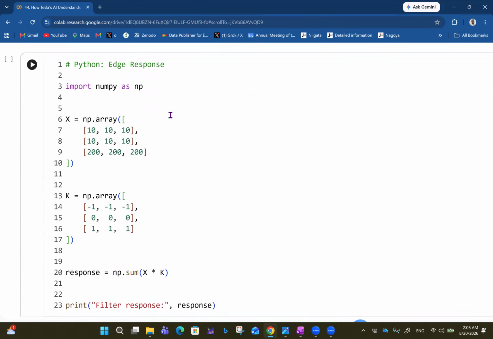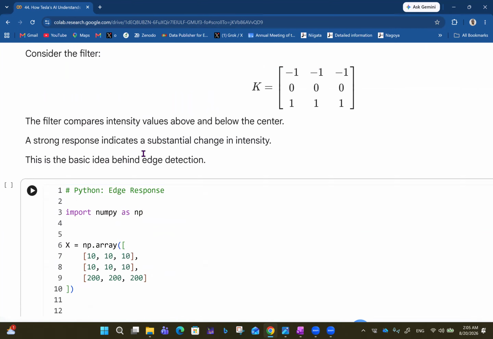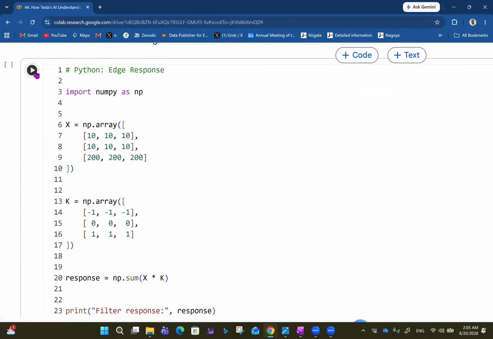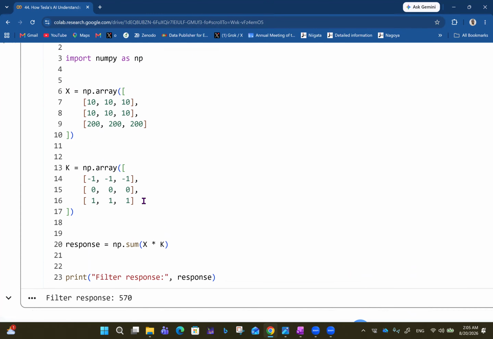Talking about the edge response now, you import numpy as np, and you have the matrix X corresponding to the input feature, that's the image patch, and then the filter. The response is the sum of X times K. If you put all of that together, you get a filter response of 570. You have 1 times 200, 1 times 200, 1 times 200. That's 600 if you add them all up. Then minus 10, minus 10, minus 10. That's 600 minus 30.